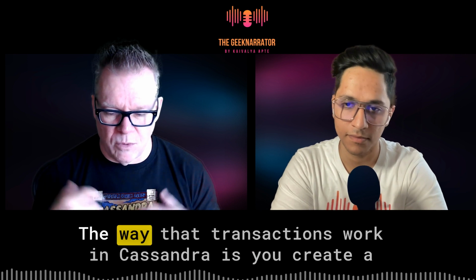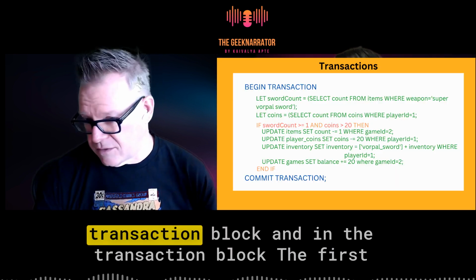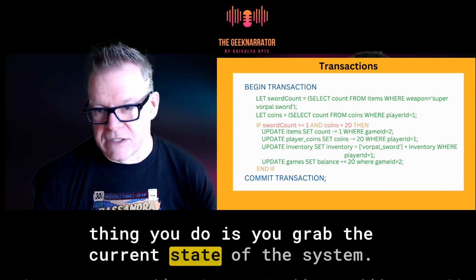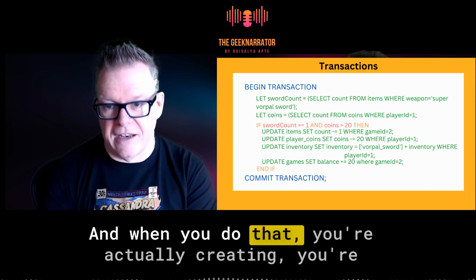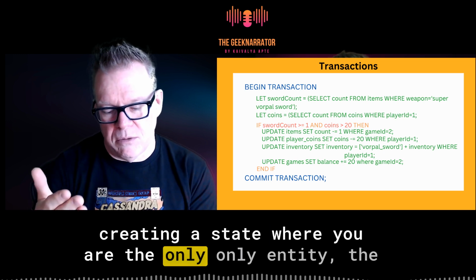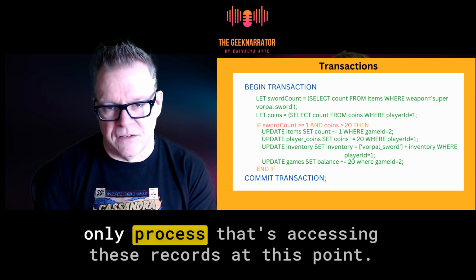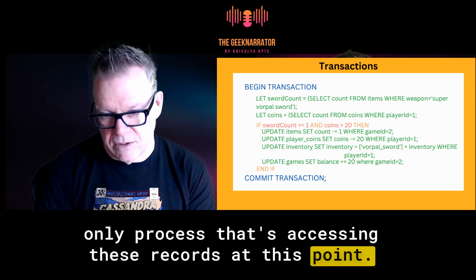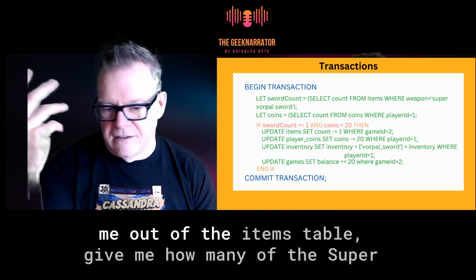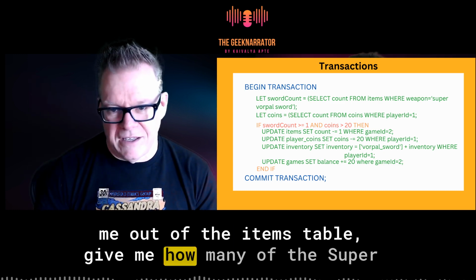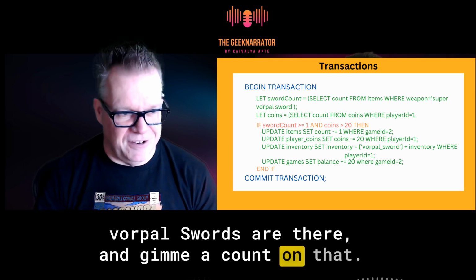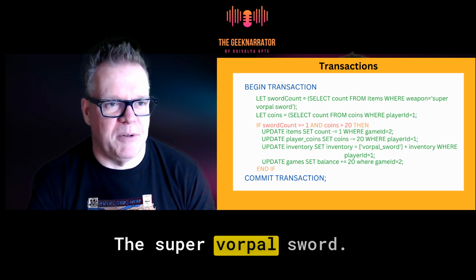Yeah. The way that transactions work in Cassandra is you create a transaction block. In the transaction block, the first thing you do is grab the current state of the system. When you do that, you're creating a state where you are the only process accessing these records at this point. So whenever you ask for state, like, give me out of the items table how many of the super vorpal swords there are, and give me a count on that. That's my example, the super vorpal sword.